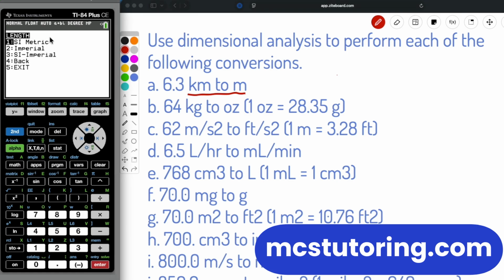And that's SI metric. What that means is anything in the metric system is also SI, Système International. I think it is in French. Please don't flame me in the comments if I get my French wrong there.